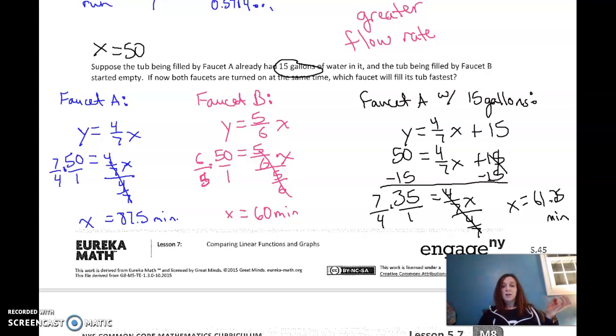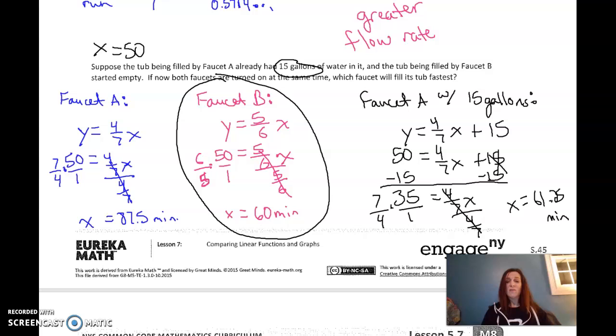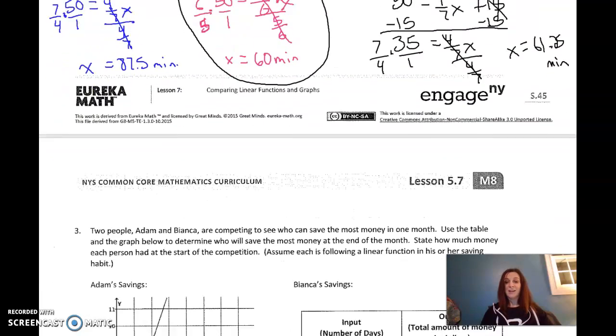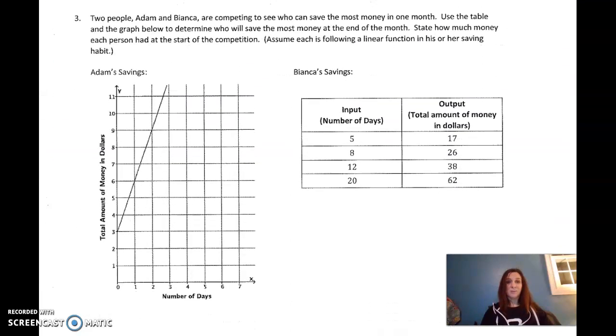So if they turn it on at the same time, faucet B is actually still going to go faster. Okay, so if it says which tub's going to fill the fastest, even though faucet A started with 15 minutes, because this rate is greater, faucet B is going to fill up first. Okay, last problem real quick here.